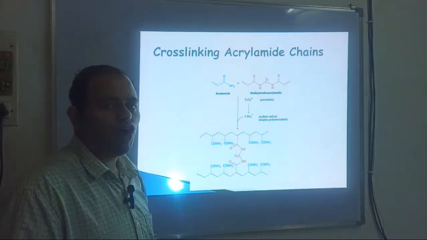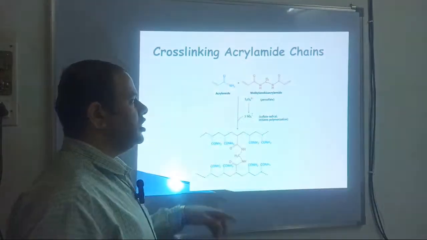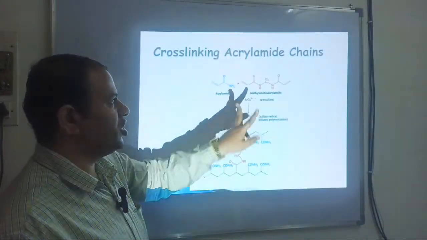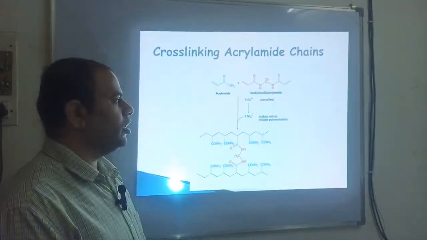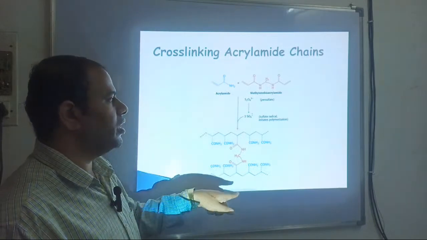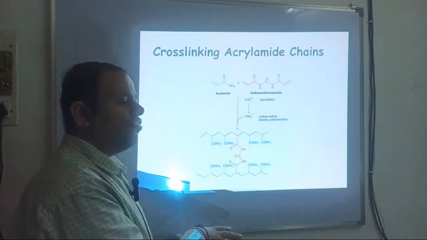So while forming the gel, obviously you have to take acrylamide and bisacrylamide. Generally the bisacrylamide taken is methylene bisacrylamide. The structure is shown to you here. Ammonium persulfate is added into the reaction mixture and initiates the polymerization, because the ammonium persulfate provides a sulfate radical that is actually required for polymerization.